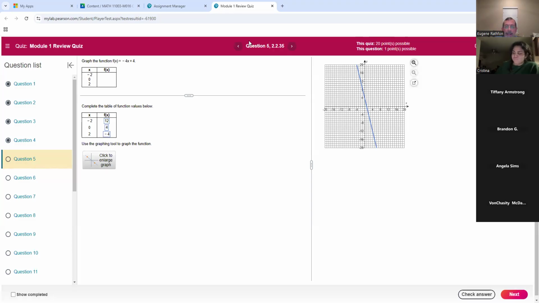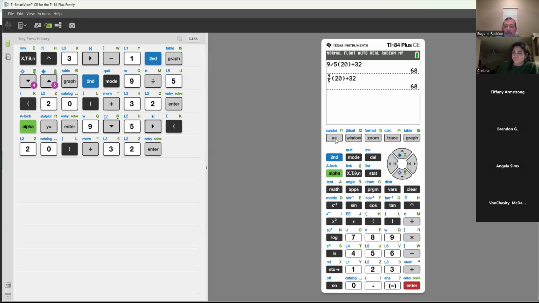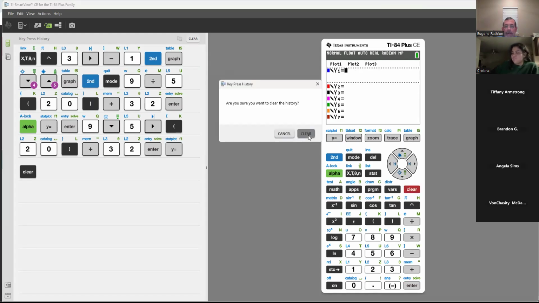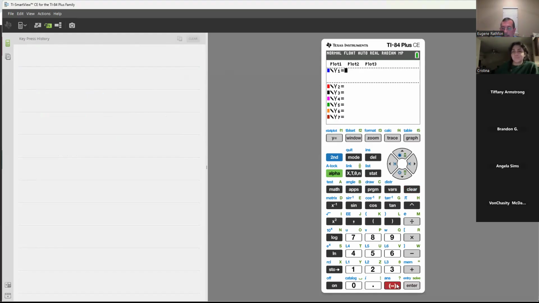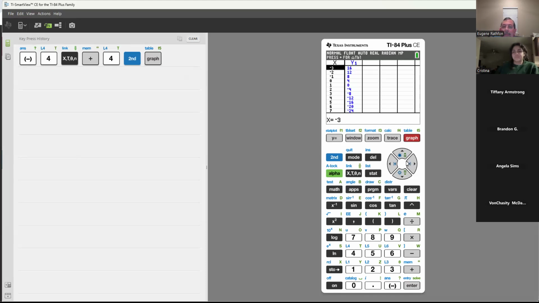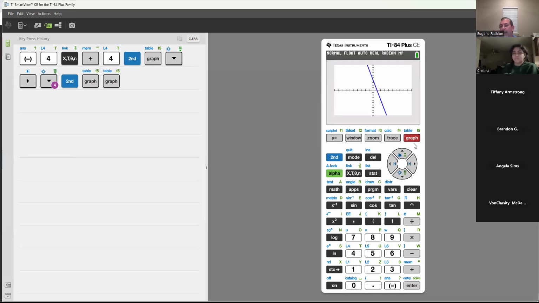Now, y'all, that one on the calculator, like I said, let me knock it out real quick. There's y equals. I'm going to clear everything off. So you just put in the negative 4 times x plus 4. Now, second graph will pull up the table. So then you can come up here to negative 2. There's the 12. We had 0. There's the 4. And then 2 was negative 4. So you can get your values right there and then look at your graph. Whoops, hit graph. And there's that graph we drew, okay?